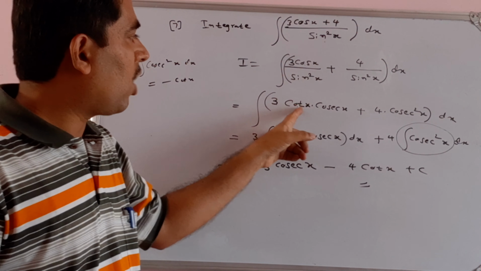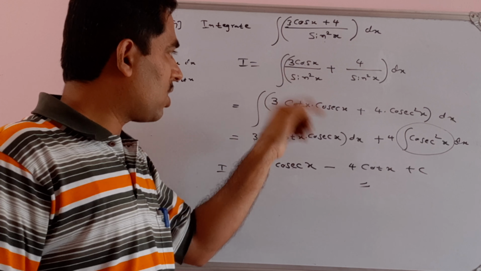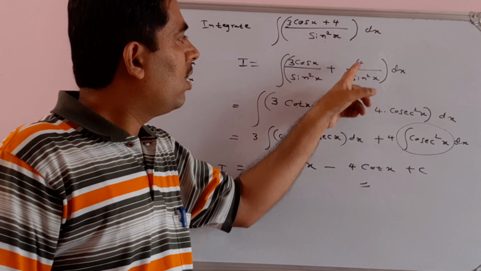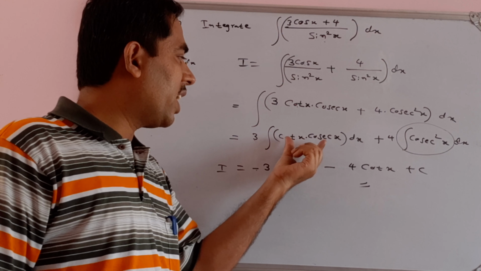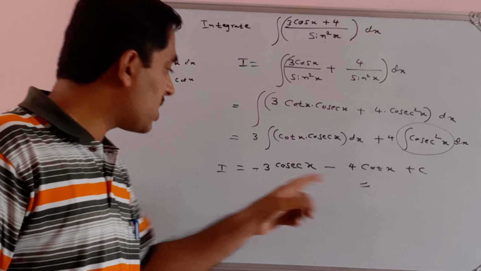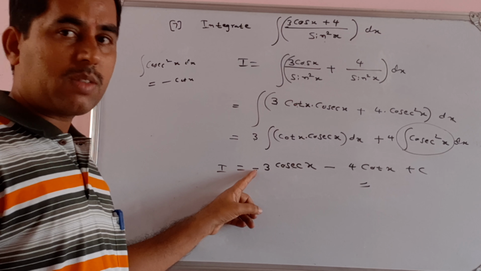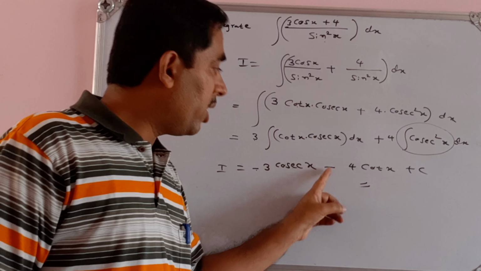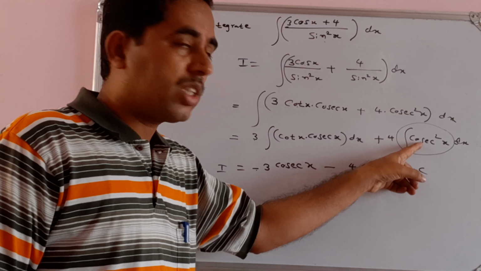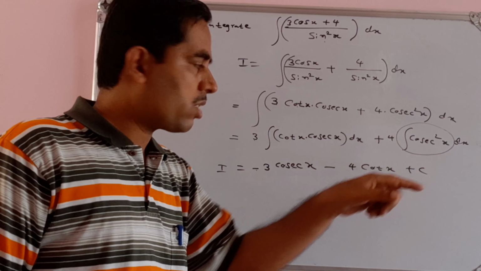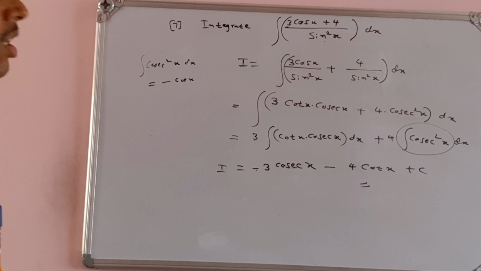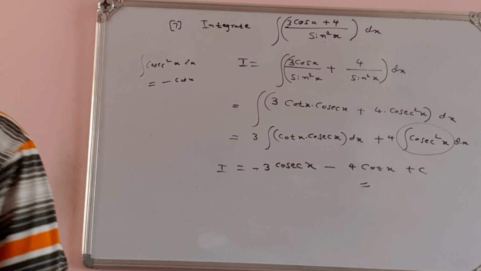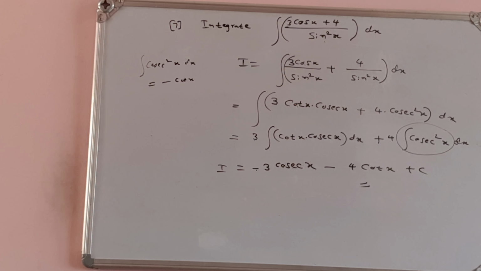So that becomes 3 cot x into cosecant x. Cos by sin is cot, then 1 by sin is cosecant. Then 4 by sin square x means 1 by sin is cosecant, so 4 cosecant square x. Integration of cot x into cosecant x is minus cosecant x, so I have written minus here. Then how did it become minus? Integration of cosecant square x is minus cot x. So the product of minus into plus is minus 4 cot x plus the constant of integration. In this way we can make use of the results.